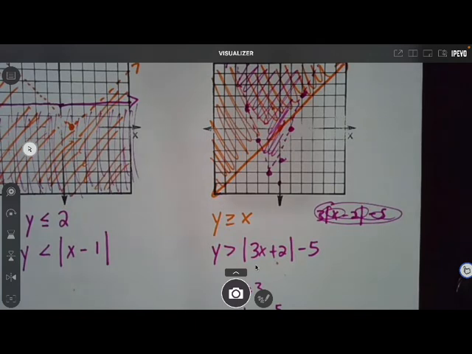-3, 2. Go to the left 3 and up 2. -2, -1. Left 2, down 1. Let's see, here's another one. -1 and down 4. Okay, and then some other points. Over 1 and up 0. 1, 0. And then the last one you'd probably need, I did 2, 3. Over 2 and up 3. And then you can kind of see the shape of your V.